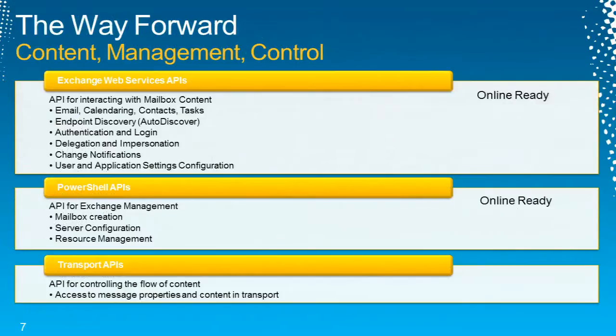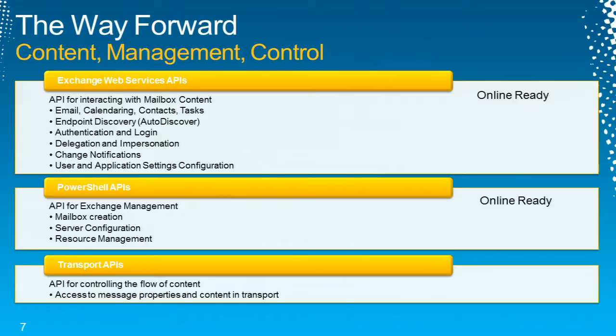So in 2010, we really talk about three different ways of interacting with Exchange. We talk about content, we talk about management, and we talk about control. And content is really about getting data in and out of the mailbox, getting data in and out of Active Directory. It's about the data you kind of expect. When you look at Outlook and you see your contacts, your calendar, what we call the PIM data, that's all mailbox content.